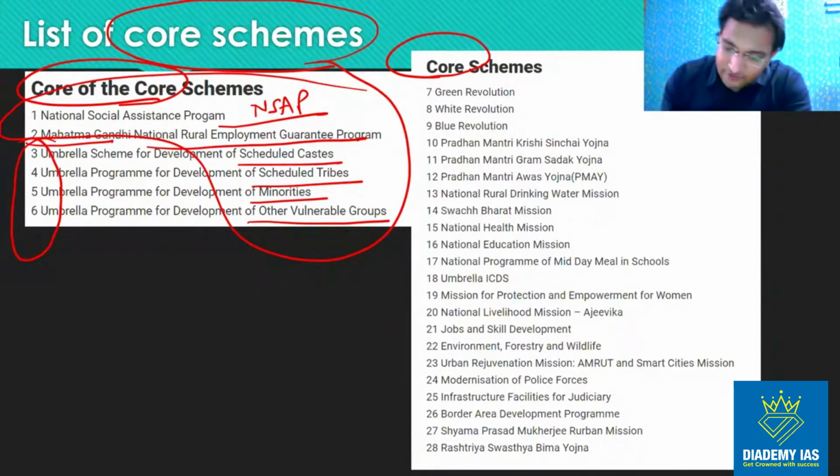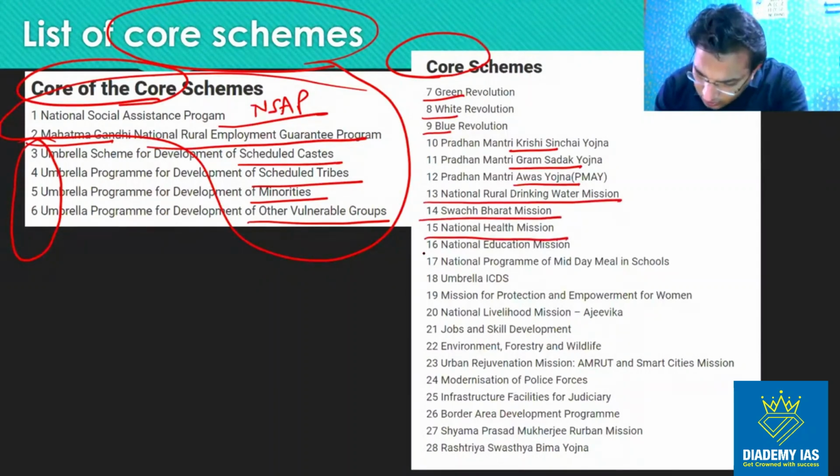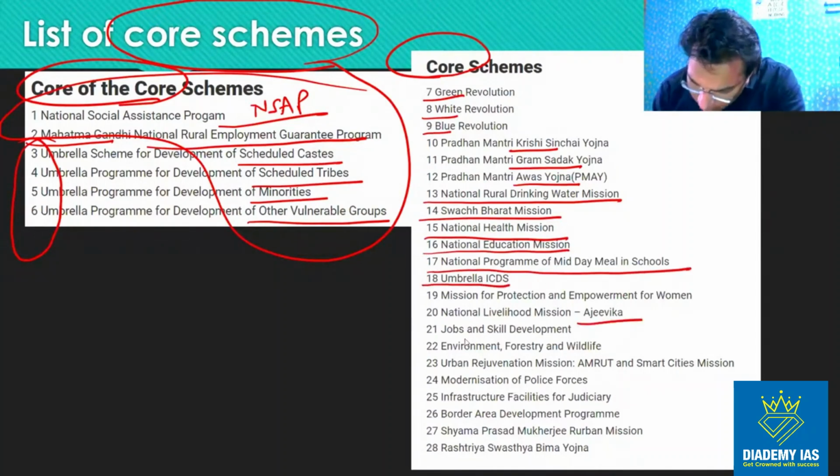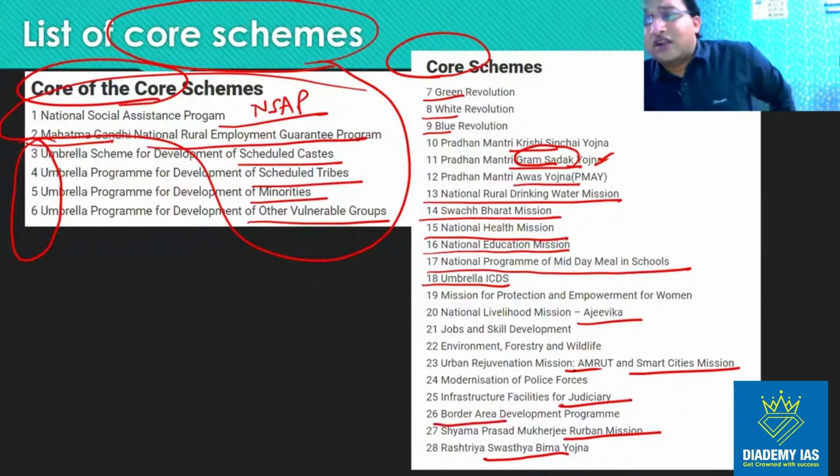Then we have other core schemes: Green Revolution, White Revolution, Blue Revolution, Krishi Sinchai Yojana, Gram Sadak Yojana, Pradhan Mantri Awas Yojana, National Rural Drinking Water Mission, Swachh Bharat Mission, National Health Mission, National Education Mission, National Program for Midday Meal Scheme, Umbrella ICDS, Ajivika. So this program is written here also, Gram Sadak Yojana. I need to check why this is coming here. Amrut, Smart Cities Mission, all these schemes, Rural Mission, Swasthya Bima, Judiciary, Border Development, right? So all these schemes are part of the core scheme.